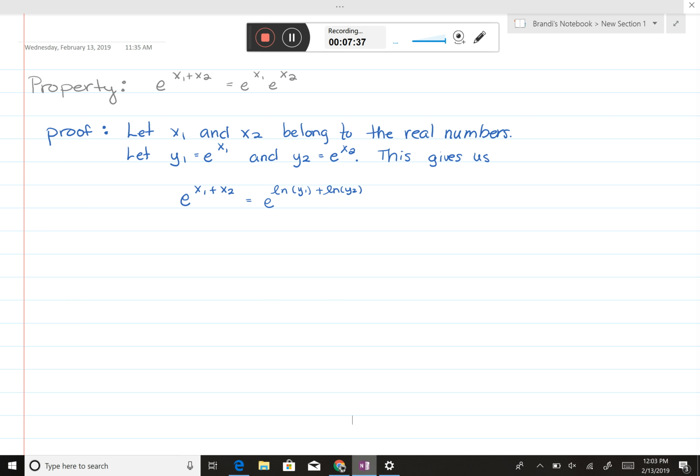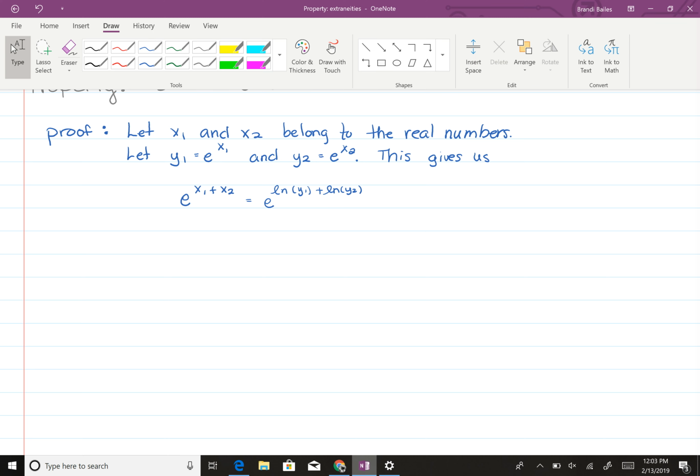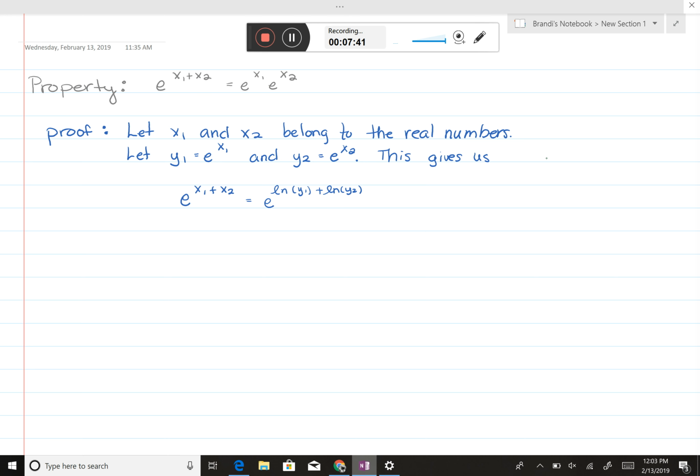And this works because, I'll grab another color, we have, for example, y1 is equal to e to the x1. So if I just take the ln of both sides, those two things would cancel, and I would just get ln of y1 is equal to x1. Okay.